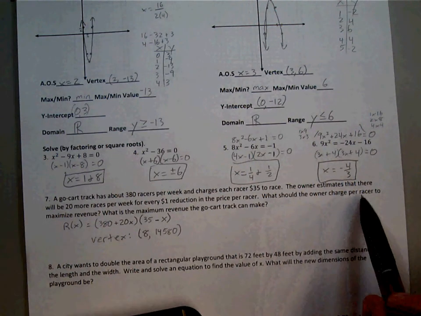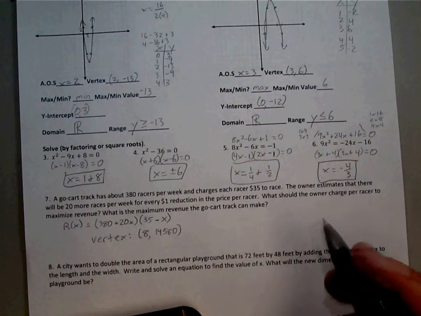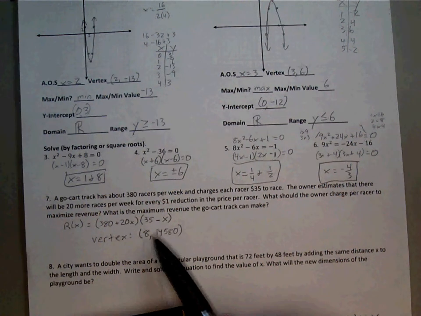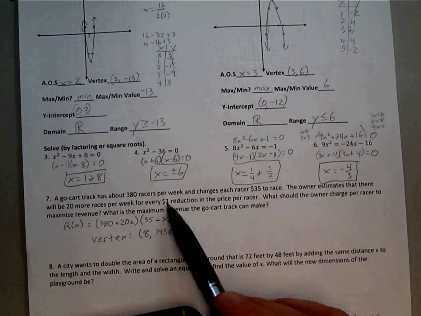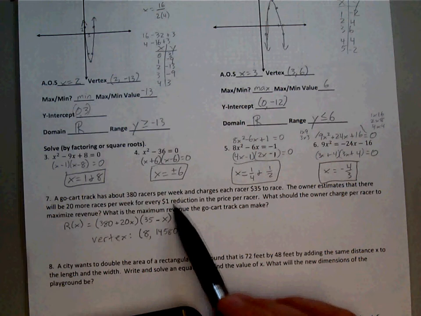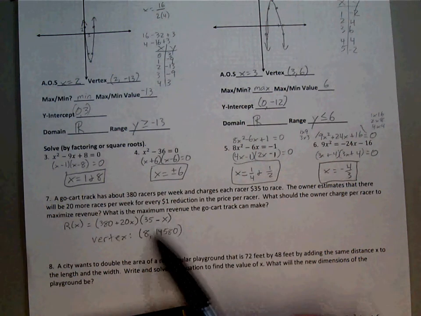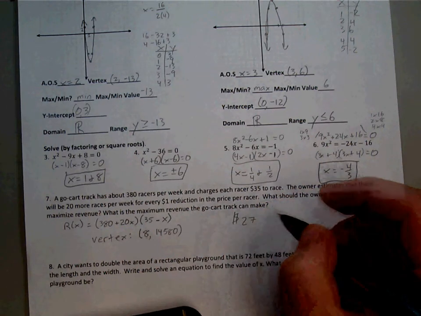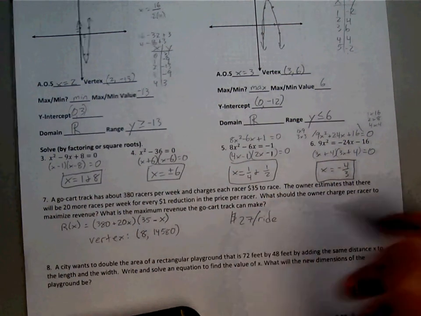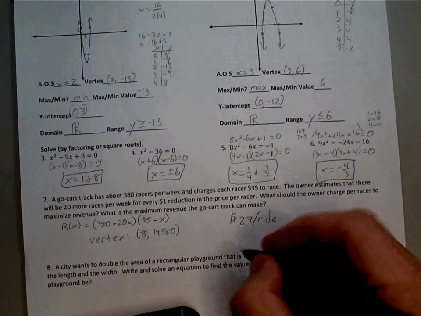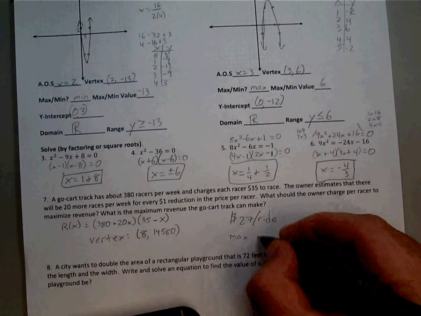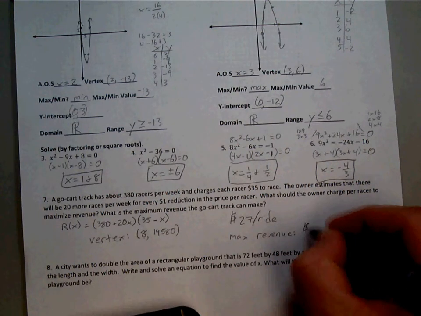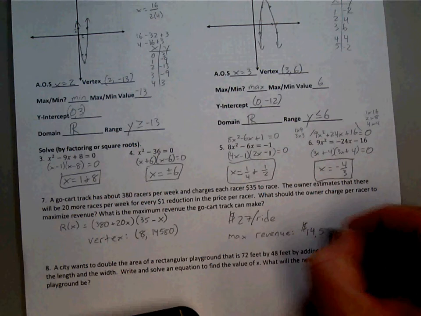The question is, what should the owner charge per racer to maximize the revenue? So per racer, 8 is not how much we should charge. That's how many increments. We were subtracting $1. We were reducing $1 every time. Starting at 35, we reduced it $1 8 times. So that means we're charging $27 per ride. Maximum revenue. That was the y-coordinate of the vertex. That was the 14,580.